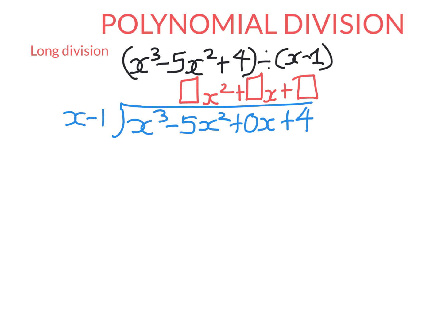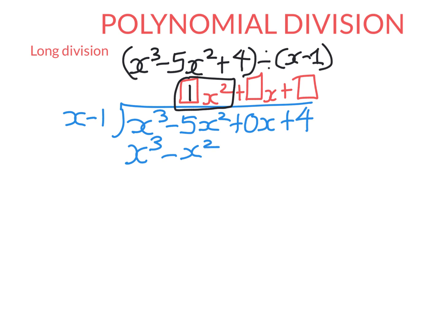You go leading term divide leading term. Well, x cubed divided by x is x squared. So we write x squared or 1x squared up here. Now we multiply x squared by x minus 1. Whenever you get a term up here, multiply it by this. So x squared times x minus 1 actually gives me x cubed minus x squared.